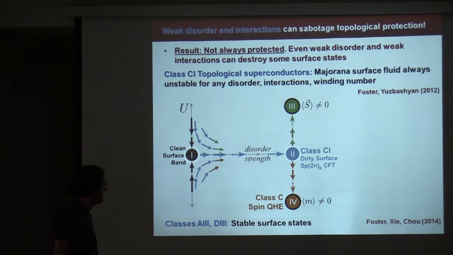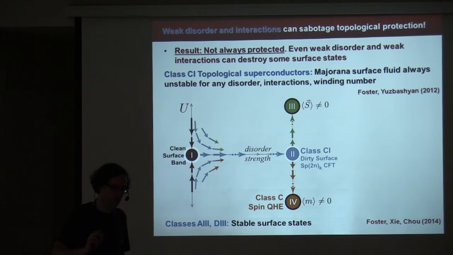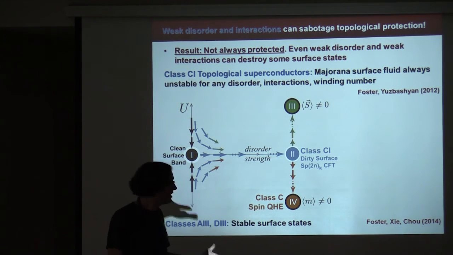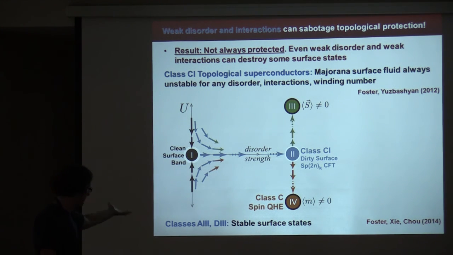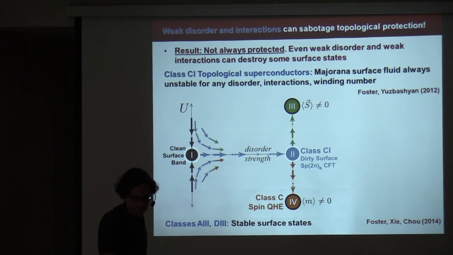But actually, for any winding number, we've been able to show that weak interactions don't do anything. They're irrelevant. In this class A3, which is sort of a marginal case, either the interactions are irrelevant or it turns out as a function of some additional disorder parameter, you can have some new critical fixed point. But the main takeaway is just that for these other classes, including class D3, which is probably the easiest one to realize experimentally, this problem doesn't happen.